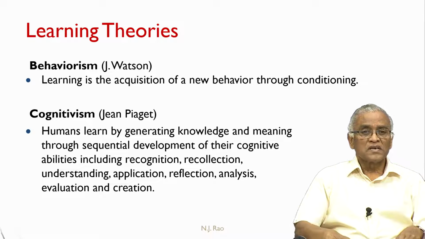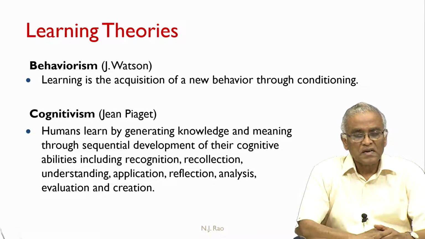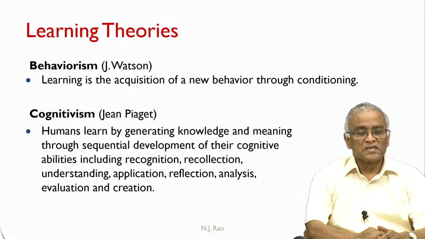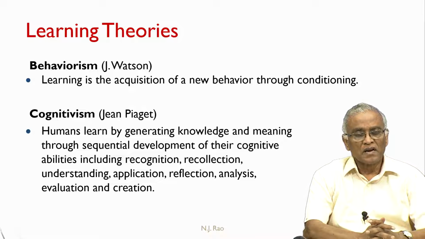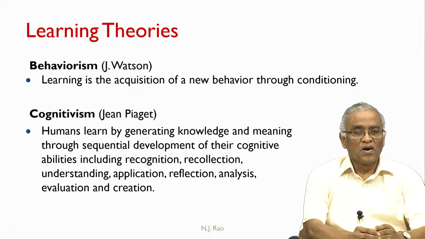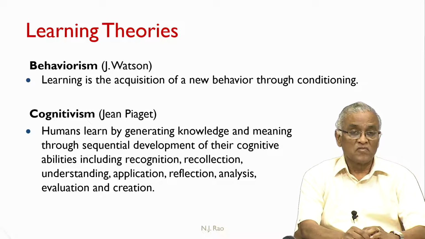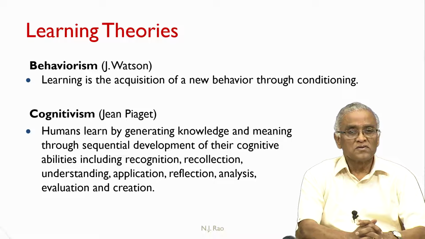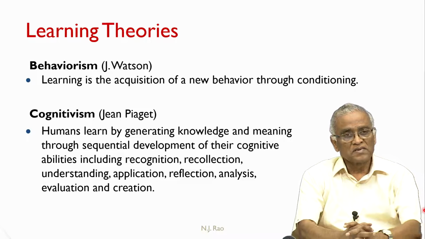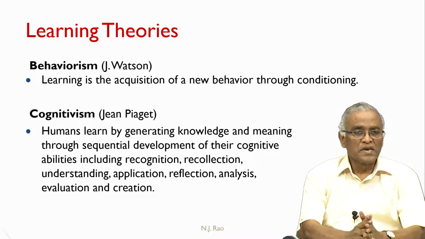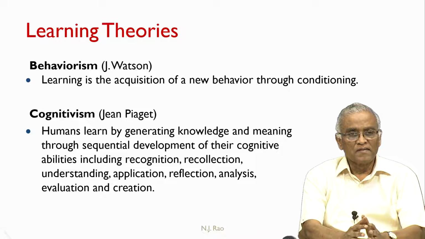Now there are several learning theories. Once again, right from the beginning of the 20th century or even a little prior to that, people have been trying to understand how people learn. So the very first theory is due to Watson. They call it behaviorism, and he believed learning is the acquisition of new behavior through conditioning.